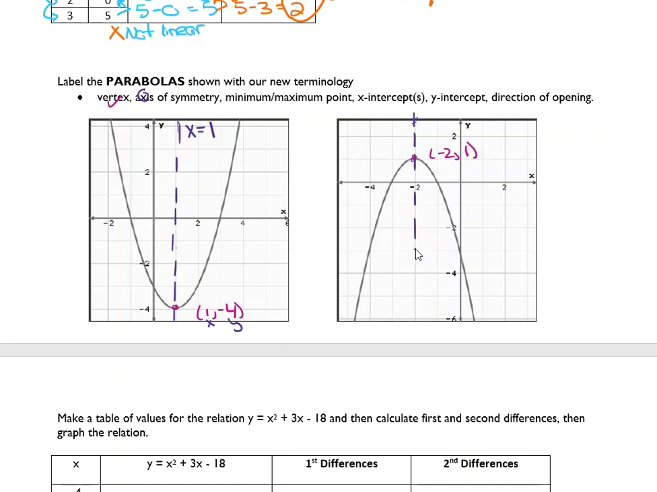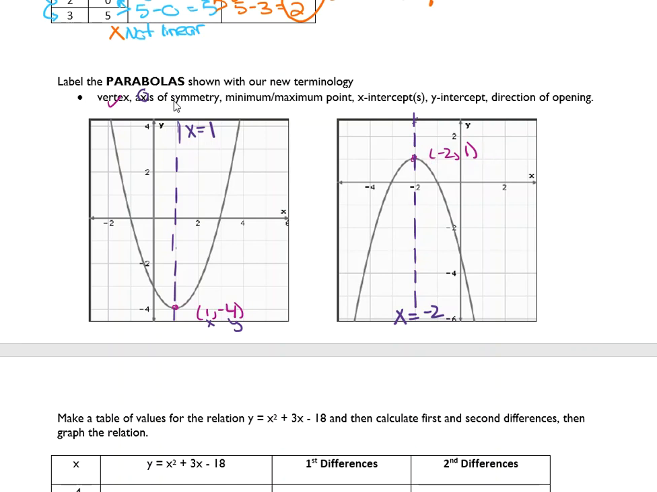Vertical line straight through here. The axis of symmetry divides my parabola in half. This one has the equation x equals, it's one of these two numbers. Which of those two numbers is it? It's the x. X equals -2. That's the axis of symmetry.